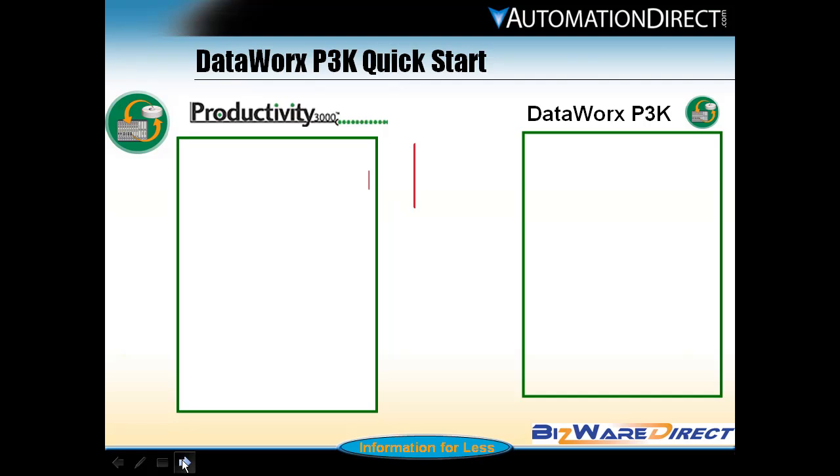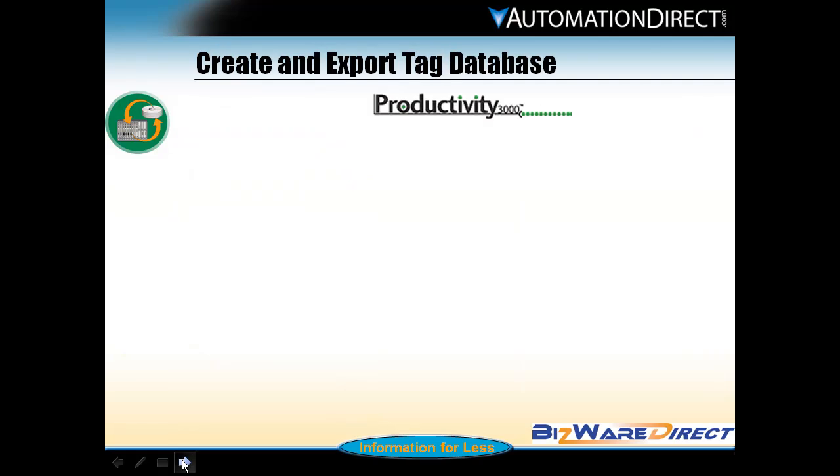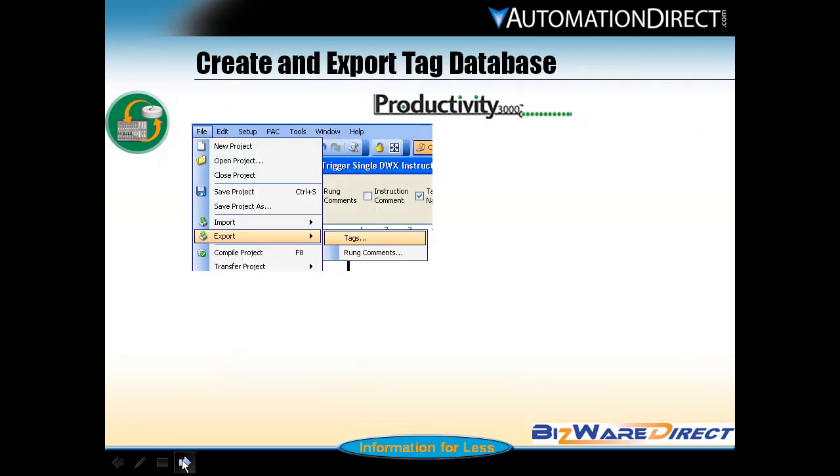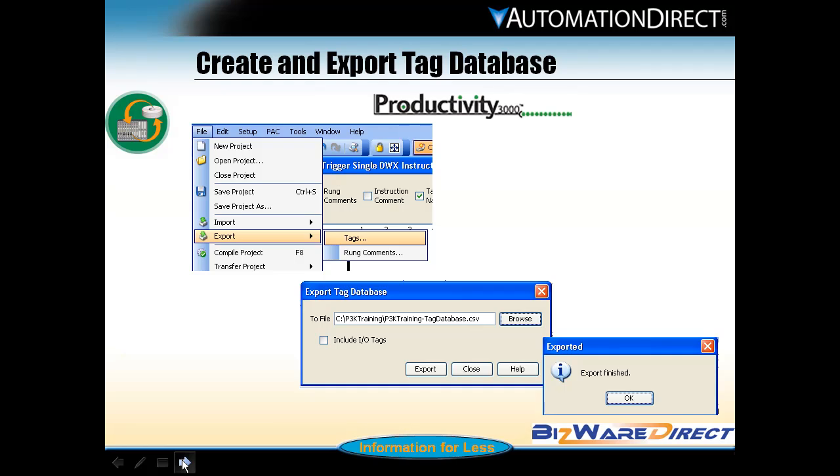In the Productivity 3000 suite, let's export the tag database as the first step. Under the File menu, select Export, Tags. The Export Tag Database window pops up, where you can browse to or specify the name of the tag database file. Click Export, and once the export is finished, click OK.